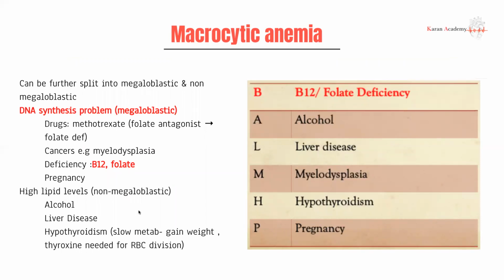Next, talking about macrocytic anemia, the mnemonic is BUM-HP: B for B12 and folate, A for alcohol, liver disease, myelodysplasia, hypothyroidism, and pregnancy. Now, there are two broad categories we can split them into. We have either megaloblastic anemias or non-megaloblastic anemias, depending on the size as well as the lobularity of neutrophils. We'll talk about this in a second.